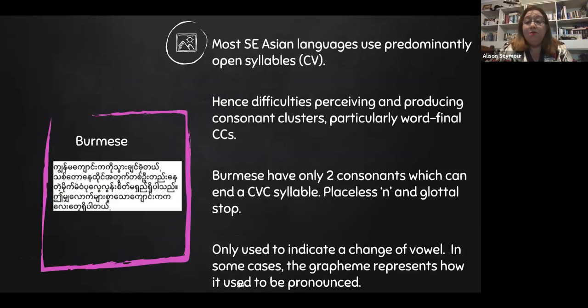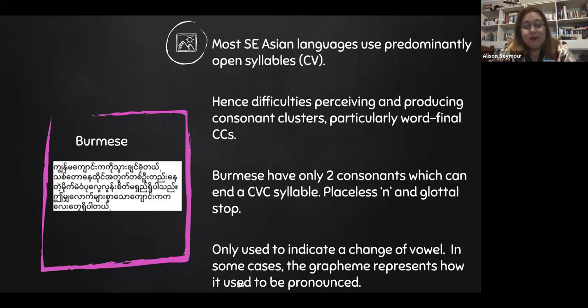As most of you would know, most Southeast Asian languages use predominantly open syllables. So they're ending in vowels. And so they have difficulties in hearing consonant clusters, particularly when they're at the end of words, and also producing them as well, because their articulators are not accustomed to combining the consonants together.